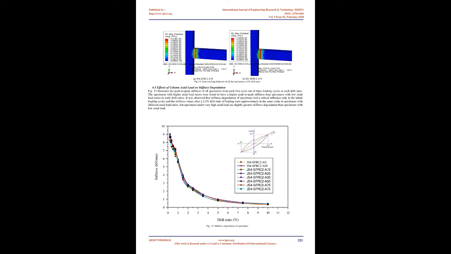JS4 Sfrc2A70, H. JS4 Sfrc2A75. Fig. 13, joint cracking behavior of the specimens at 1% drift ratio.